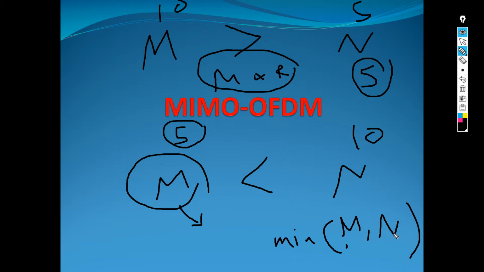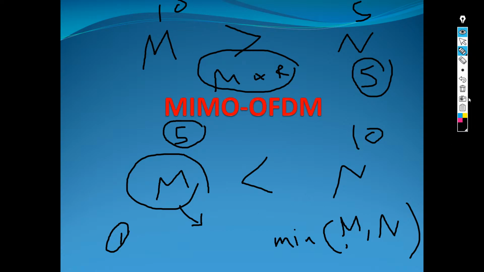Let's say if n is the minimum, then the increase in the data rate is n multiplied by the data rate for the size of the channel. If m is the minimum, then you multiply m by the data rate of the channel. That's the goal. That's the rule. If you don't have rich scattering multipath, you don't get any of these. You get one, only, always one.